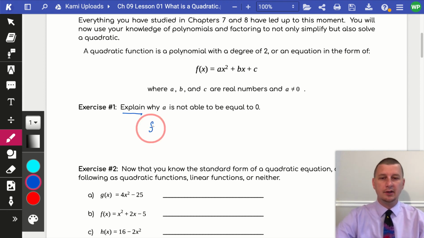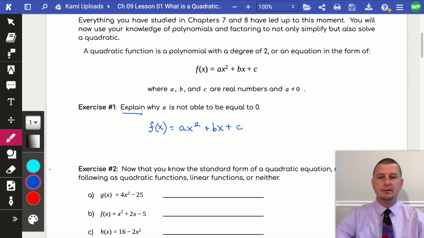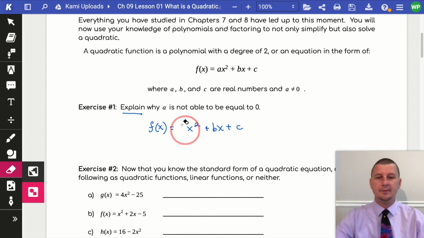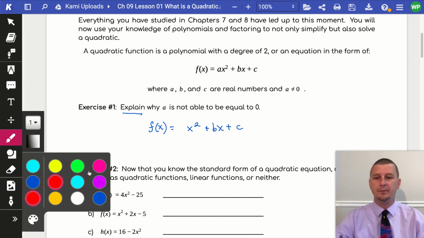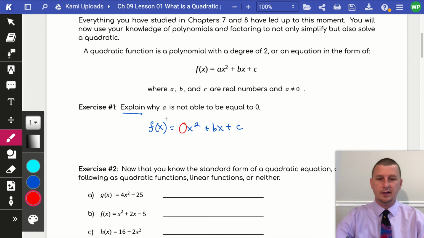Well, let's take a look at f of x equals ax squared plus bx plus c. And let's see what happens when I take that a and I replace it with a 0. So I'm going to put a 0 here. We have 0x squared plus bx plus c. So if I were to simplify this, I'd get f of x is equal to, well, 0 times x squared is 0, so I don't need the 0 there, so I'm left with just bx plus c if I put a 0 in for a.